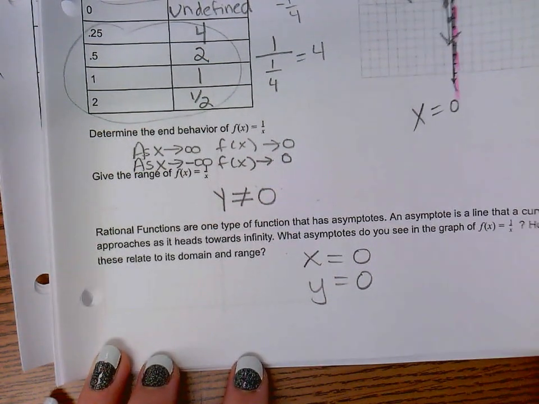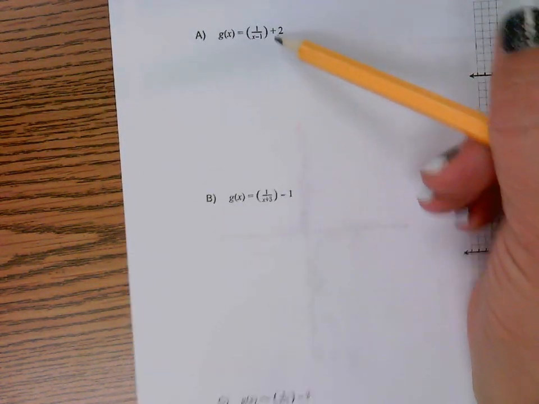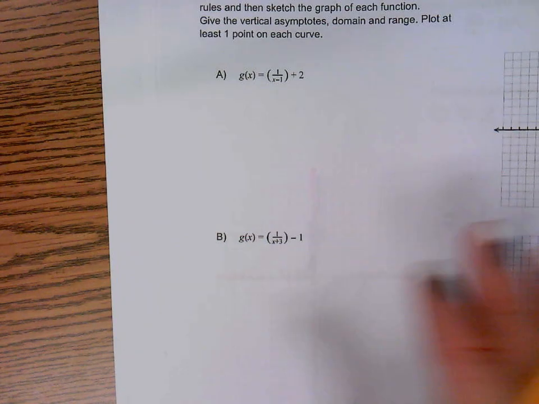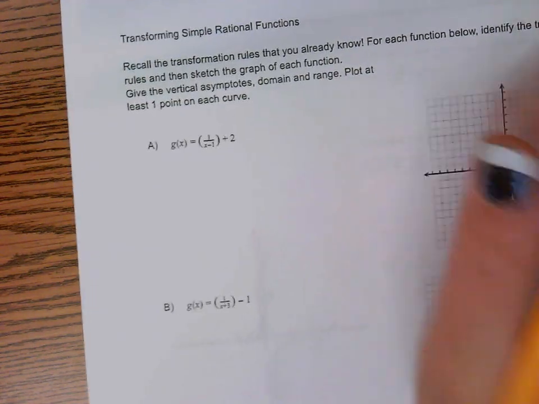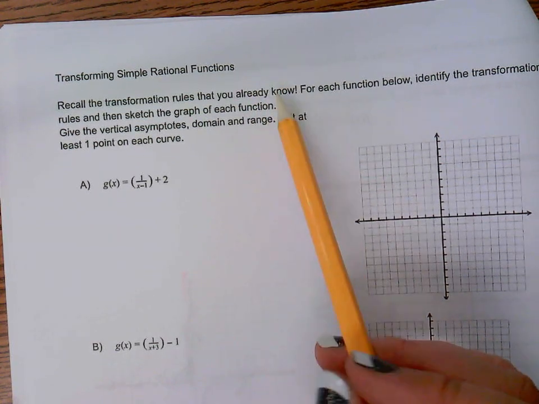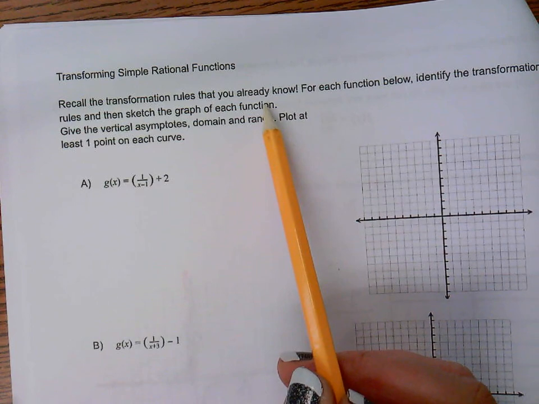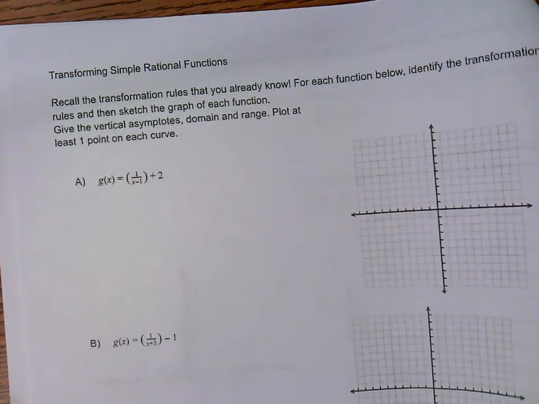So on the back here, if our parent function has those asymptotes, then these are just transformation rules, moving the function left, right, or up, down. So it says, recall the transformations you already know. For each function, identify the transformation rule and sketch the graph.